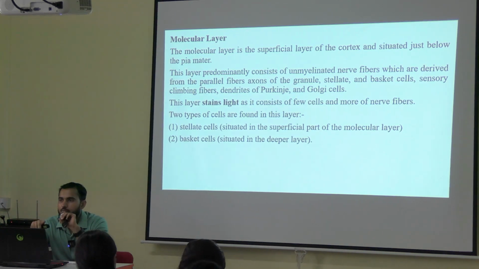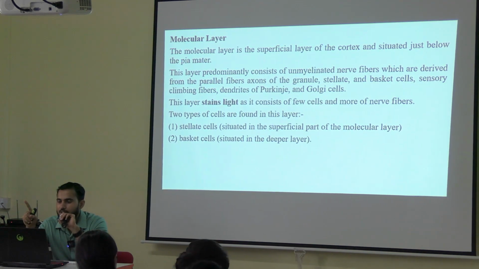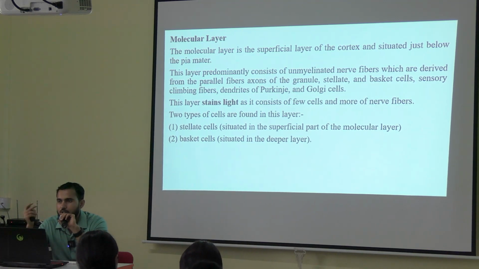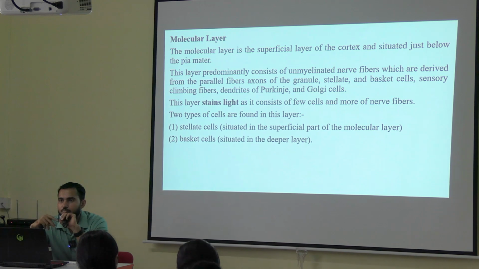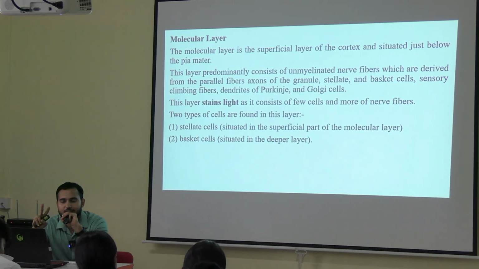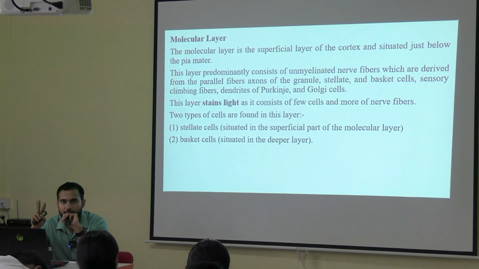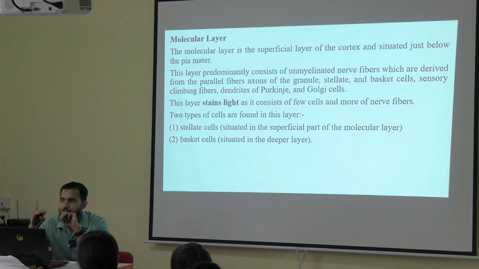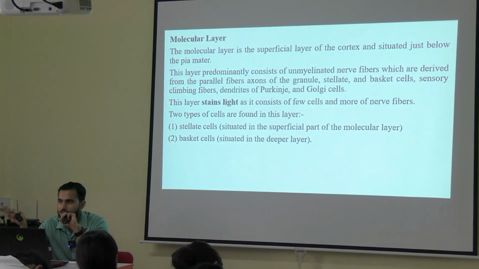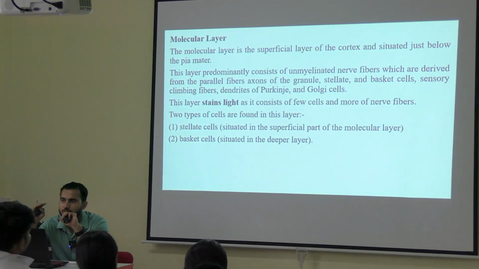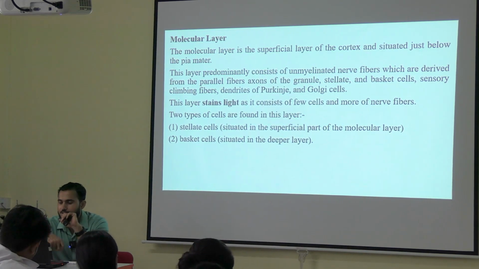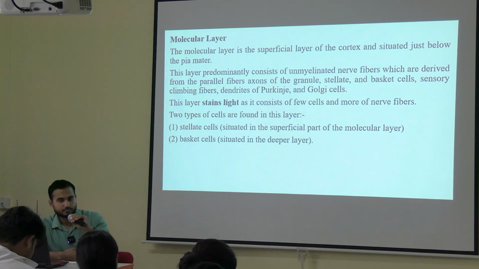In the case of the cerebrum, we have seen only one type of cell in the molecular layer. Here you get two types of cells. What are they? Superficial stellate cells and deep basket cells. Superficial starts with S, and stellate cell also starts with S. That's why the superficial cells are the stellate cells, and the deep cells are the basket cells.